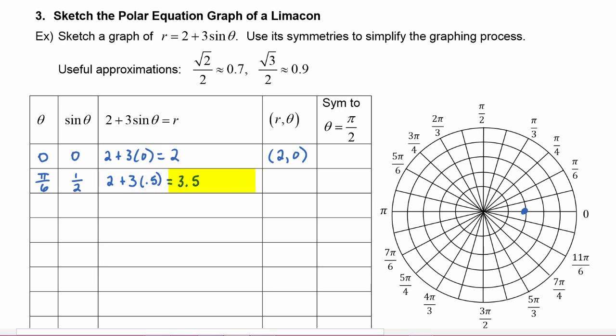So we will be plotting the point 3.5, comma, pi over 6. So that tells us to look at pi over 6 and walk out a distance of 3.5. So we start here at the pole and we go 1, 2, 3, 0.5, and we put a point there.